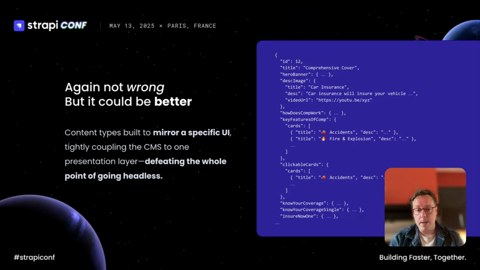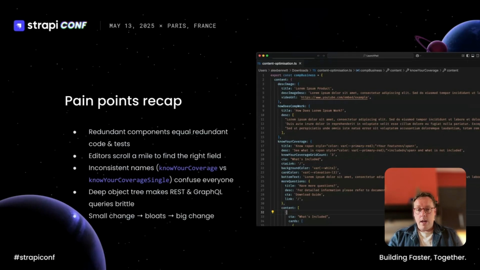So content types built to mirror specific UIs tightly couple the front end to the CMS content type, which kind of defeats the whole point of going headless. We'll recap, if you've got it on screen, the pain points that we found examining their content type schema. So we've got redundant components that ultimately equal redundant code and redundant testing if you build testing into your project. Editors have to scroll a mile to find the right component to edit. This is in the content editor experience. We've got a tool, Dynamic Zone, which would make that much nicer.